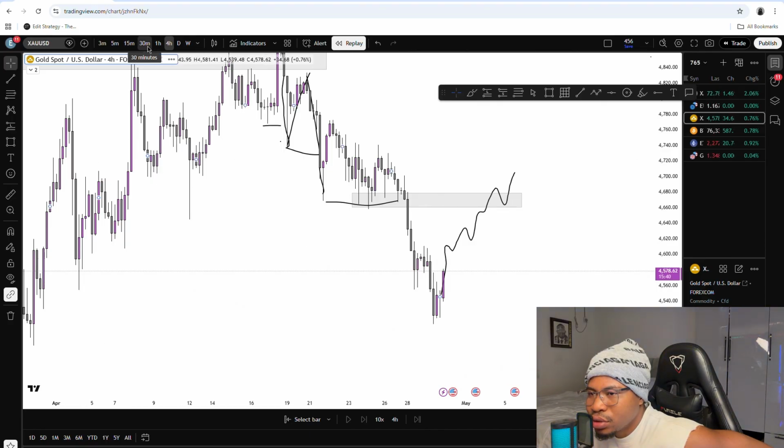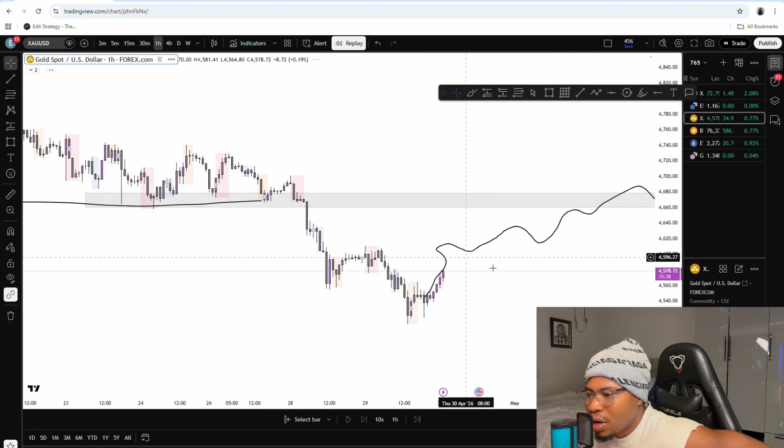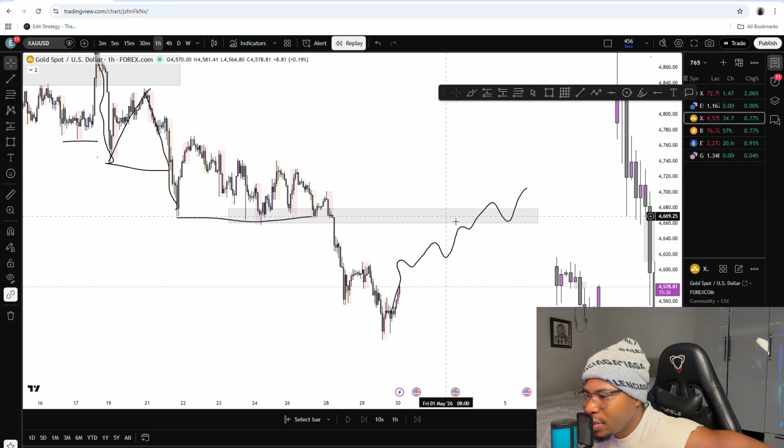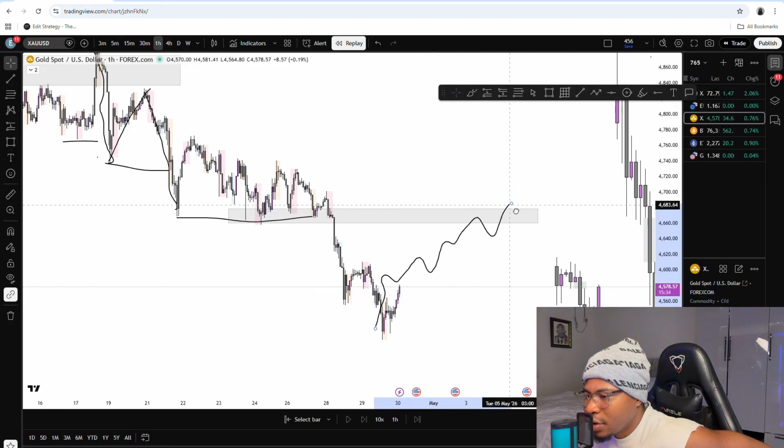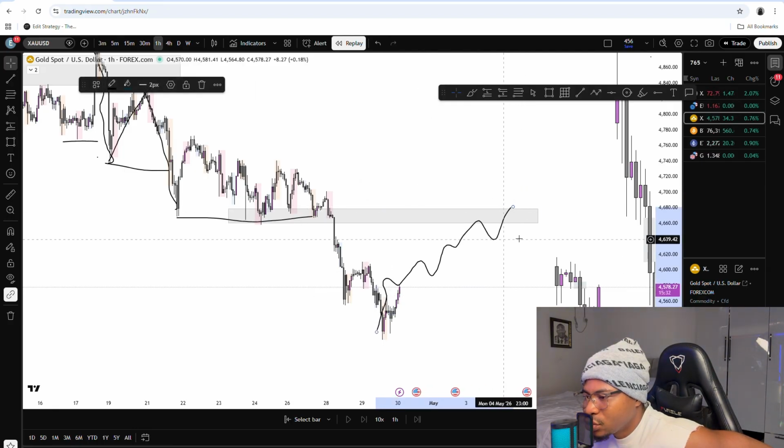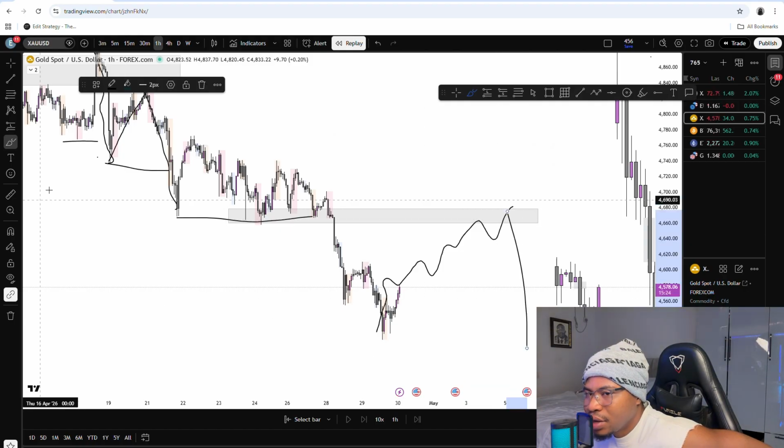We'll go down to the 1 hour time frame. So the 1 hour time frame is where we look, either we wait for price to get here, then we look for our entry models and sell price down, or we can start looking at this structure here.